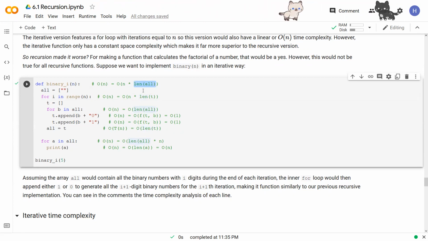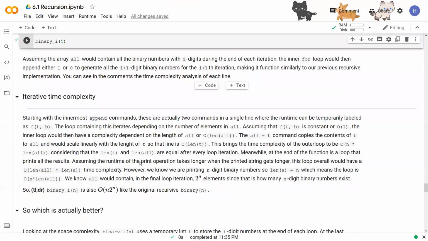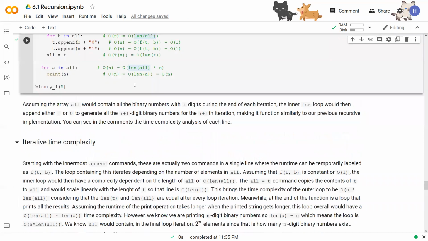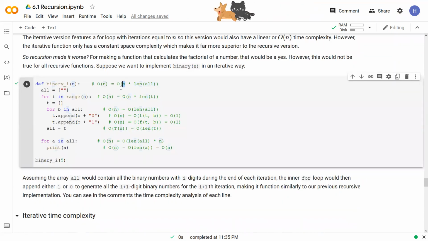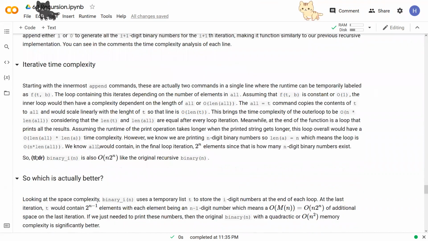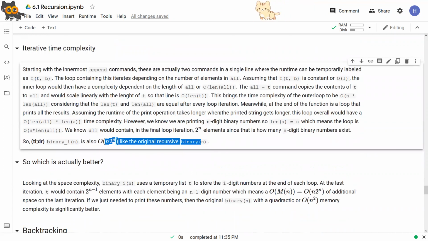Ang laman ni all is lahat ng n-digit na binary numbers. So, yung lahat ng n-digit na binary numbers, alam natin is 2 to the n. So, 2 to the n times n, kasi gagawin natin siya n times, worst case. So, yung inner part ng loop is done 2 to the n times. And uulitin natin siya for n times. So, n times 2 to the n. So, pareho lang siya dun sa original na recursive na binary.